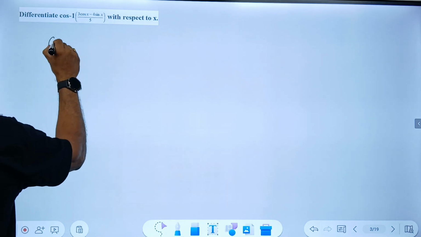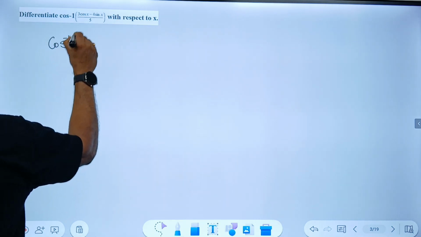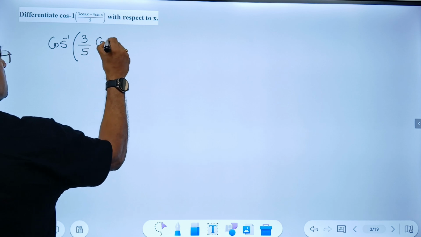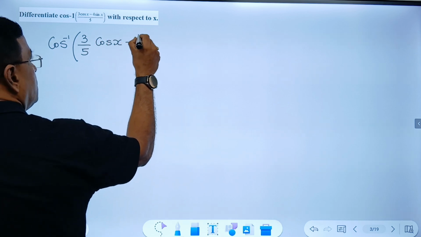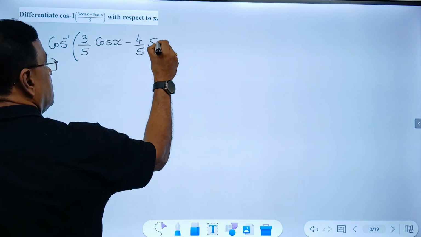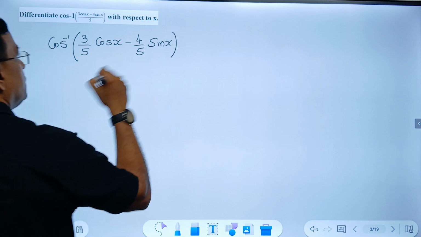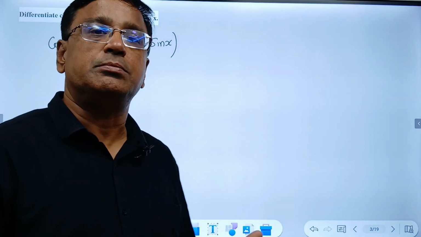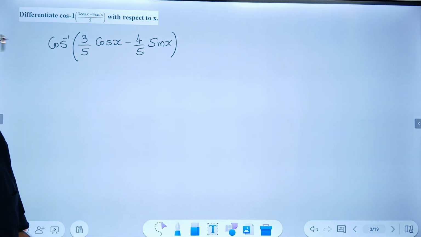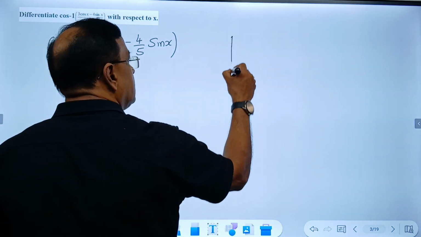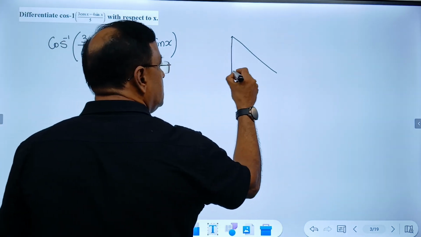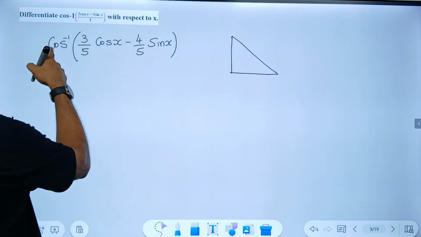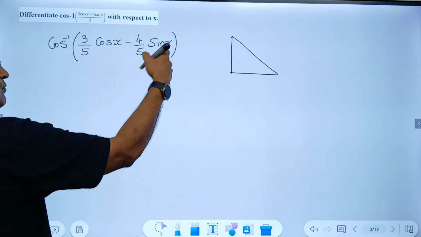It is actually cos inverse of 3 by 5 cos x minus 4 by 5 sin x. And if you notice very carefully, 3, 4, 5 are Pythagorean triplets, so it should definitely satisfy the Pythagoras theorem. It can be represented along the sides of a right angle triangle. Now, this is cos inverse, so I want something in terms of cos.